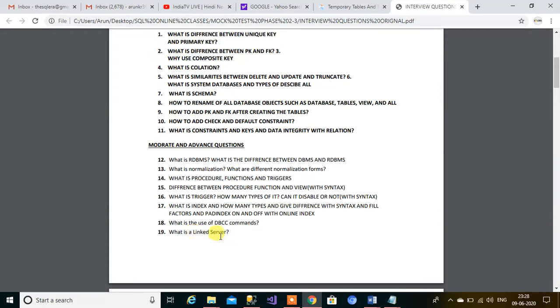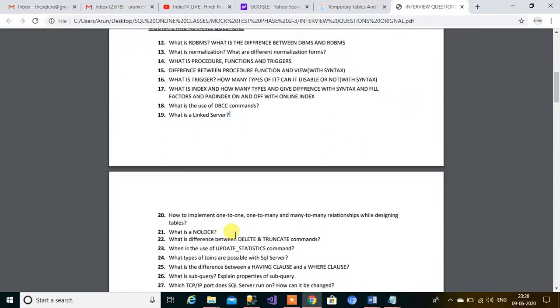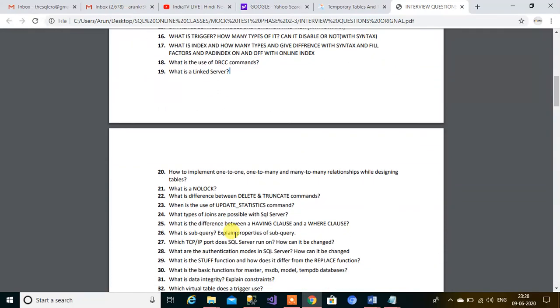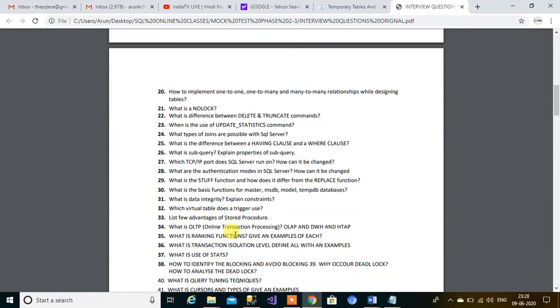Then linked server: what is a linked server? And then NOLOG, which is related to transactions. Whenever you are doing transactions, you need NOLOG, read fast and so on. The next question is, what is the difference between DELETE and TRUNCATE commands? Very important basic interview question.